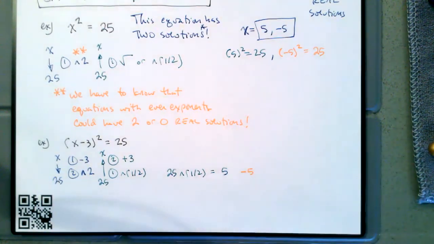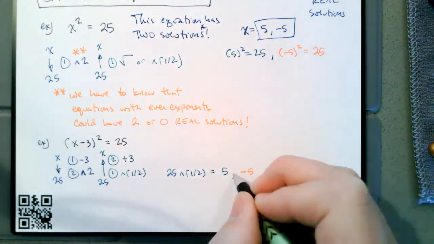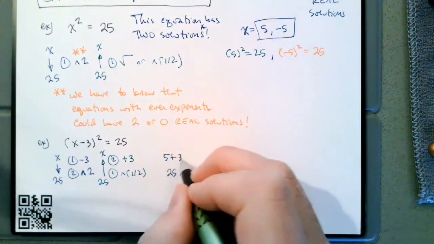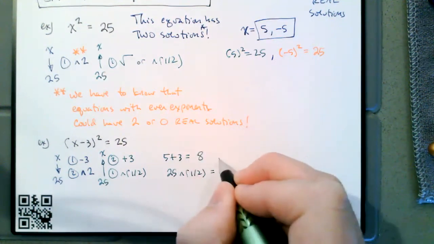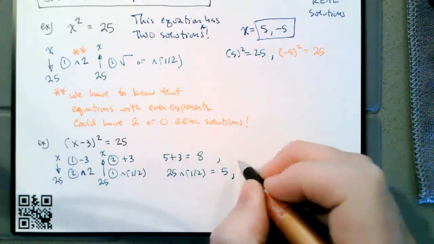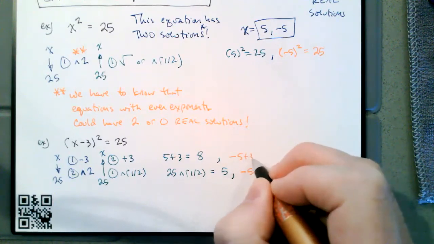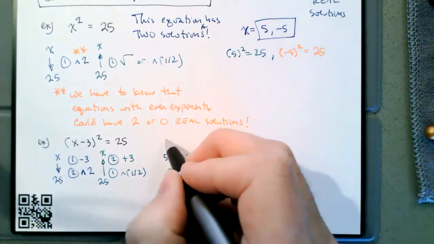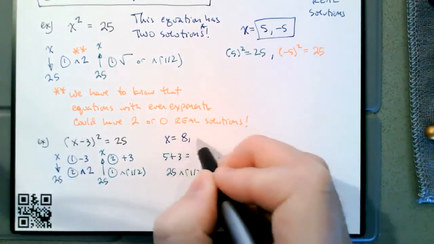Because we had an even exponent, that means there could be 2 solutions. And then moving forward, I have to take a 5 and then do the +3. But I also have to take the -5 and add 3 to it. So then we can report back our solutions, x equals 8 and -2.